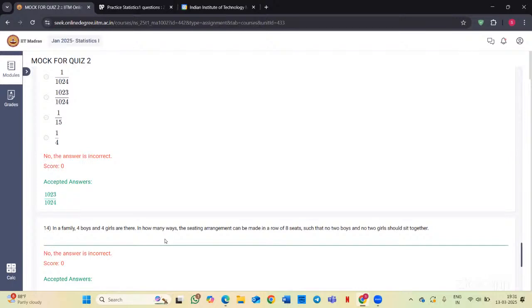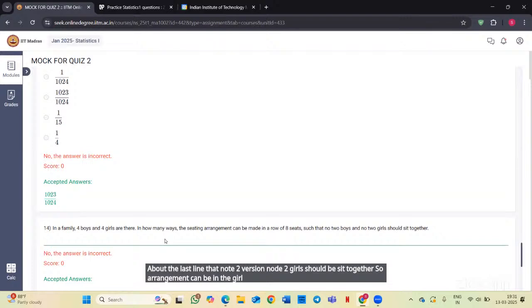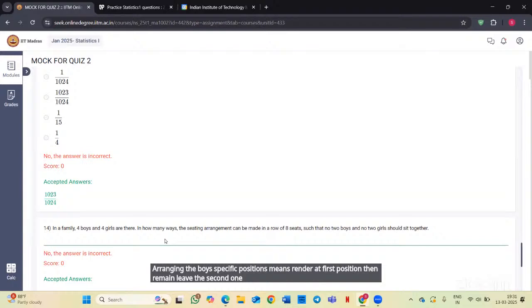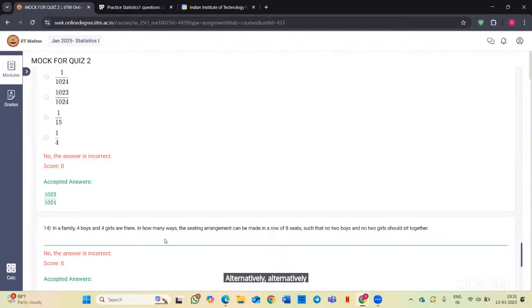Probably the last line, that no 2 boys and no 2 girls should sit together. So the arrangement can be boy, girl, boy, girl, boy, girl, something like that. So 4 factorial into 4 factorial will give me 576. But again, maybe I'm not considering the 2 factorial. Correct. Let me specify it. Arranging the boys in specific positions means a boy at the first position, then leave the second one, and let a boy sit at the third position, alternately. Yes, same, he's saying the same arrangement: boy, girl, boy, girl, boy, girl, something like that. Okay.